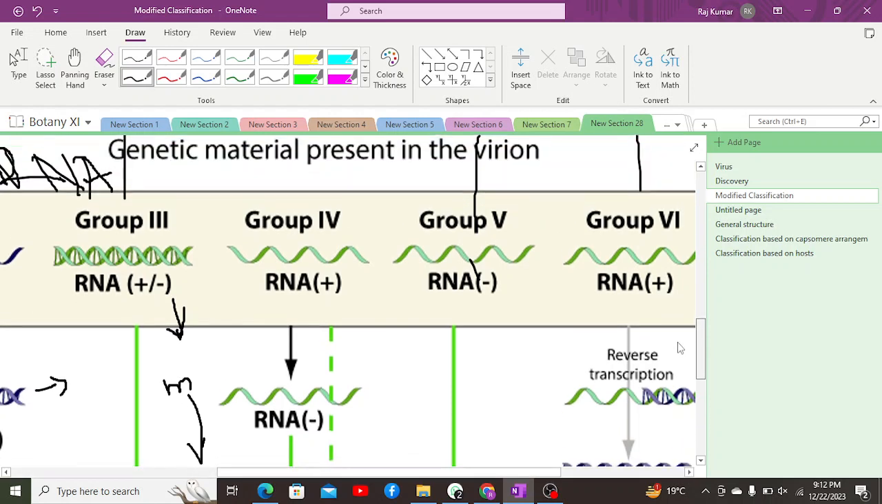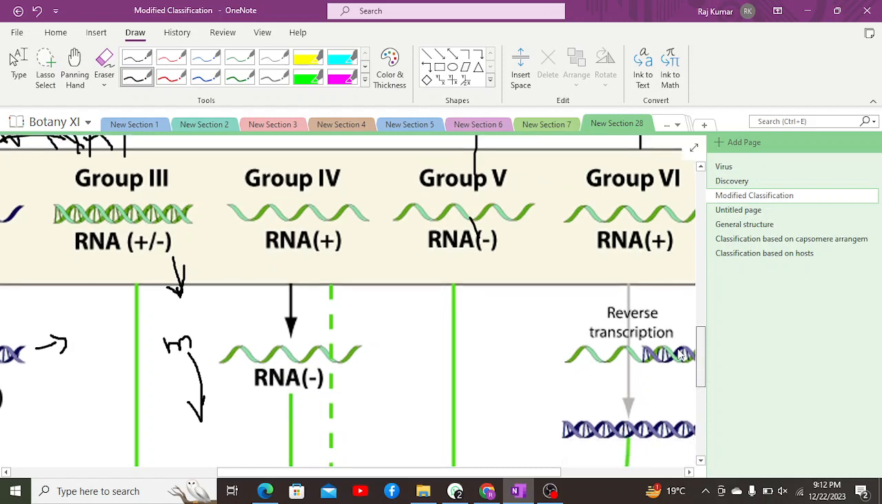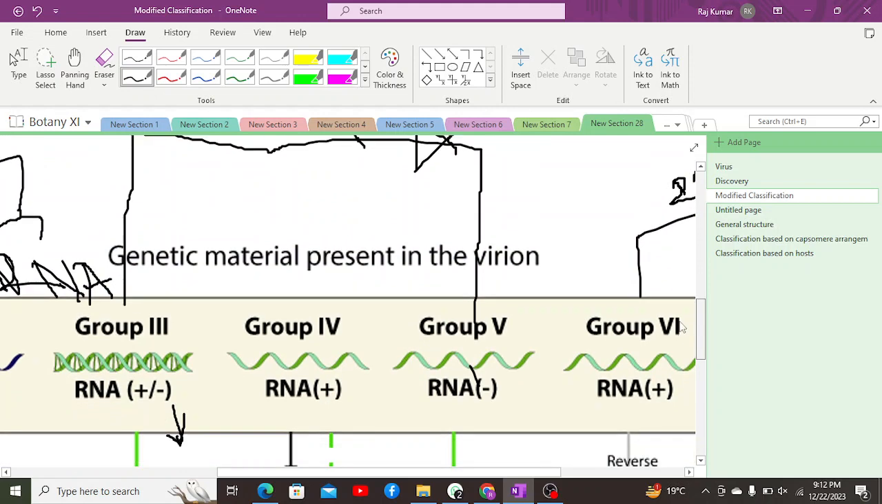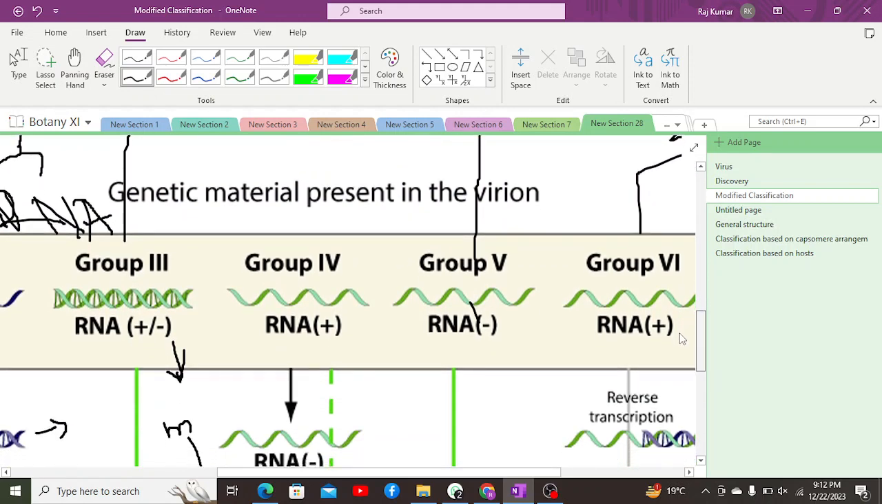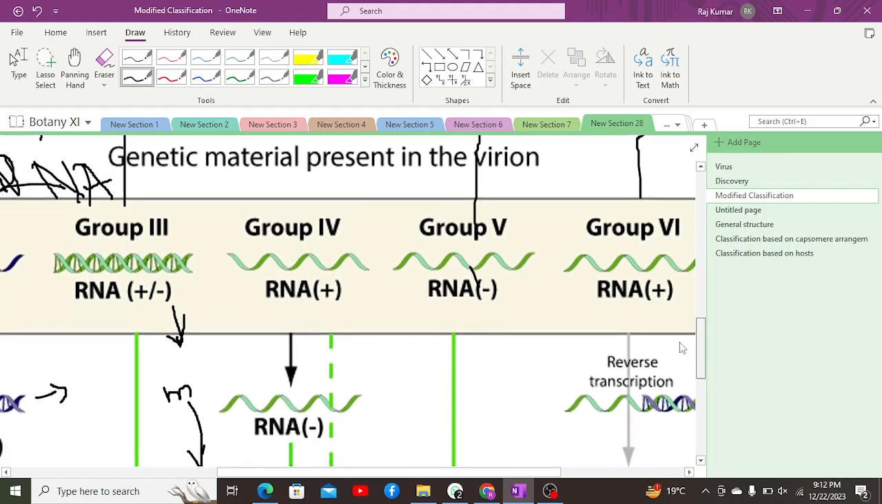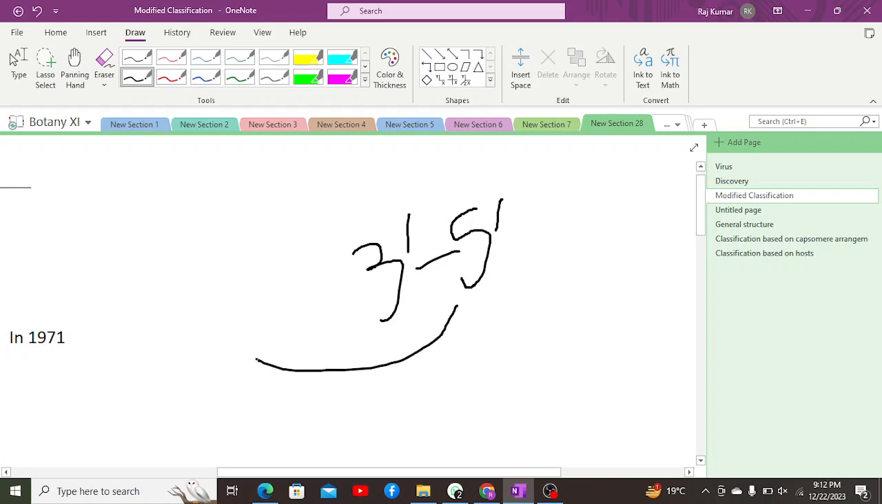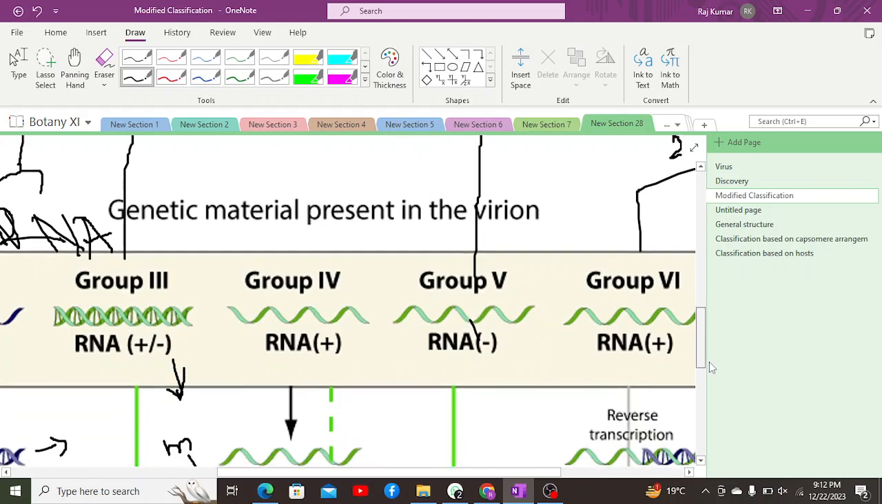All of these are plus stranded RNA viruses, and minus stranded RNA viruses include examples of minus stranded RNA viruses. These are known as minus stranded because they are 3 prime to 5 prime, which means they are the inverse of the mRNA, as a result of which they need to undergo transcription through the enzyme RNA dependent RNA polymerase.